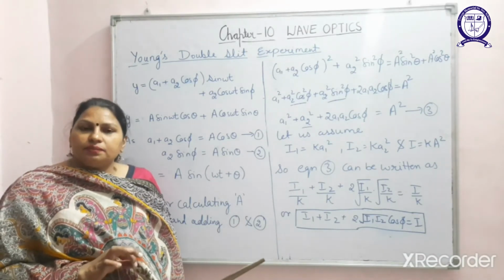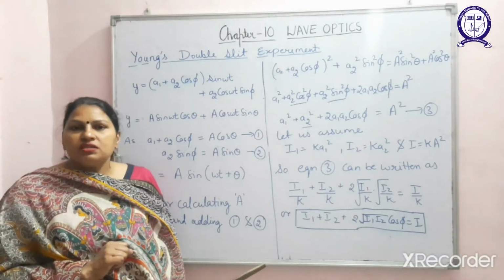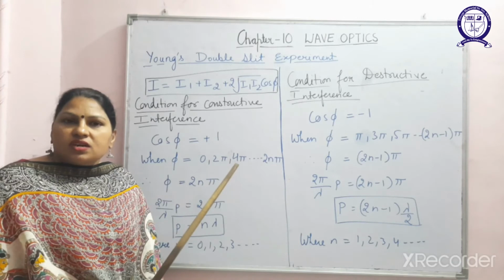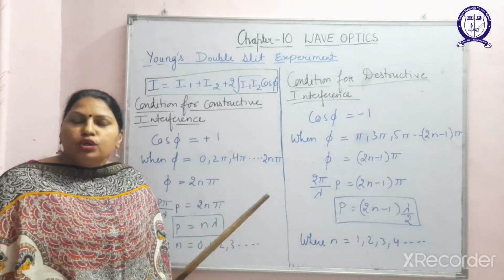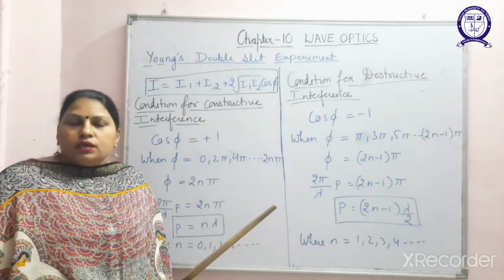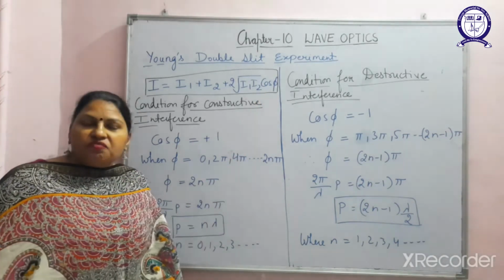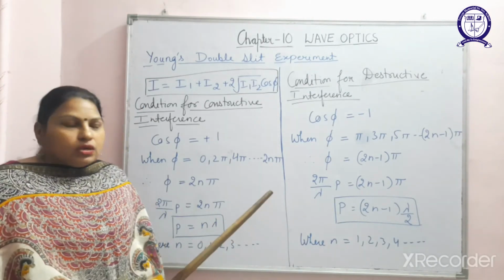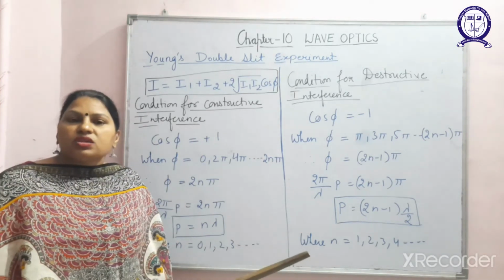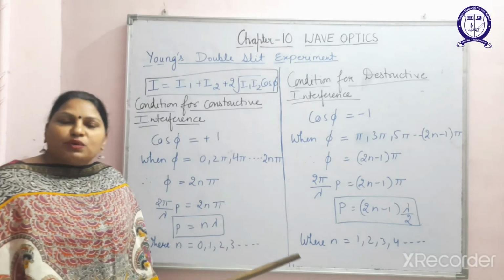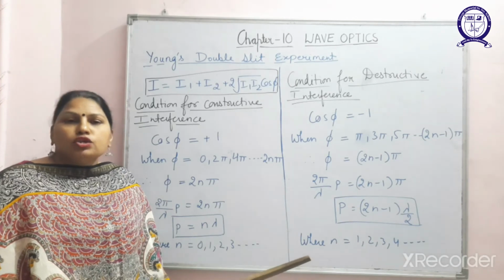Now what we want to calculate is the condition for constructive and destructive interference. First we calculate the condition for constructive interference, and we have the intensity expression I is equal to I1 plus I2 plus 2 under the root of I1 I2 cos phi. Only phi is the deciding factor, which is the phase difference between the two waves. The constructive interference condition is the maxima condition, because we get the maximum displacement, and for maximum displacement, as we know the intensity is directly proportional to the amplitude, so it should be plus 1.